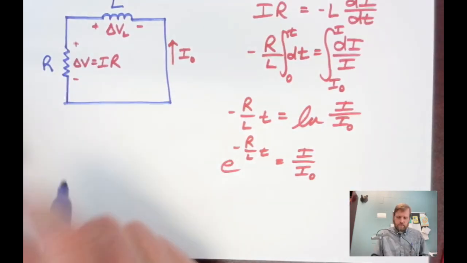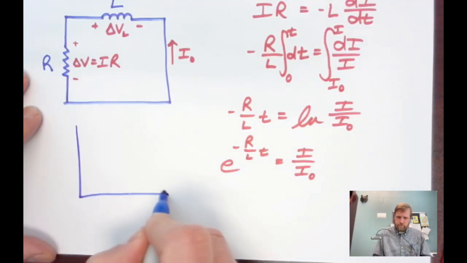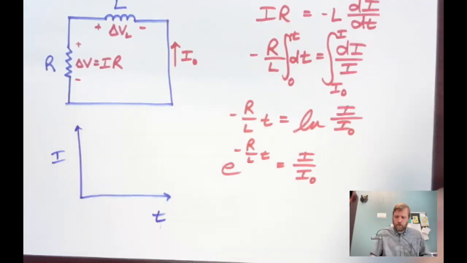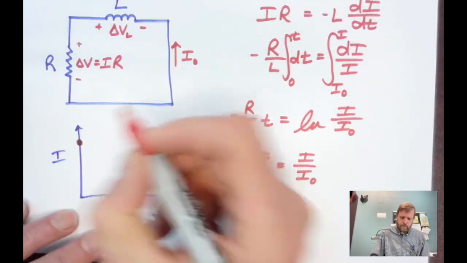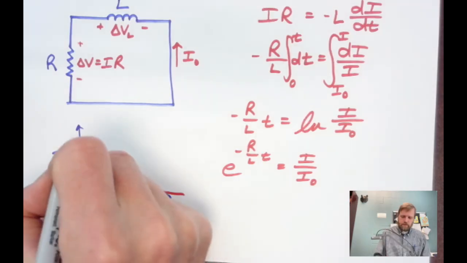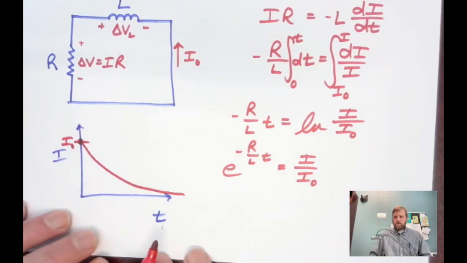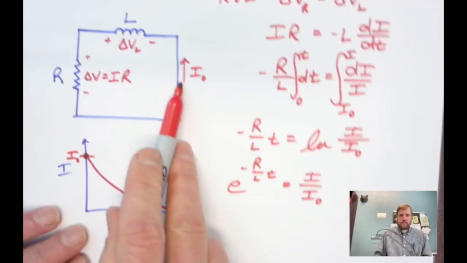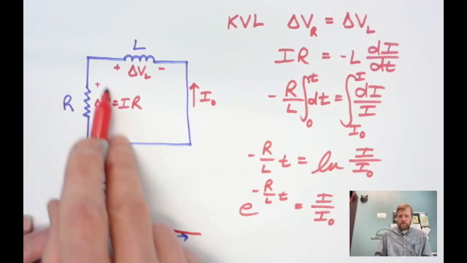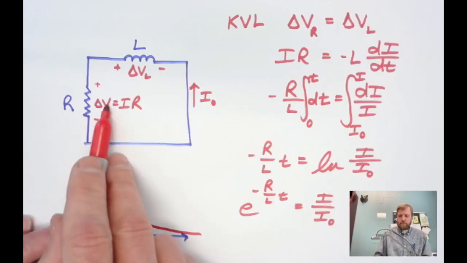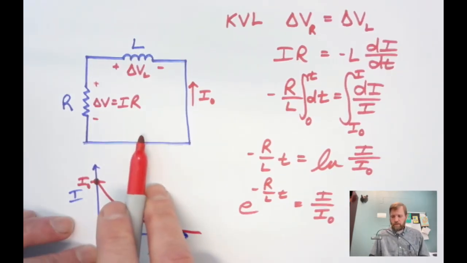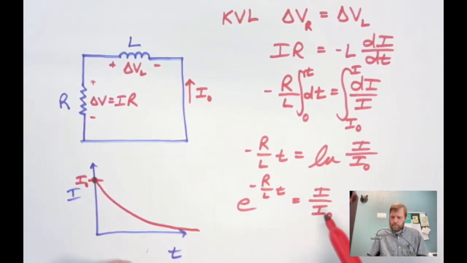A graph of this current looks like this. If we start off at some I naught value here, it's going to decay exponentially like this. And this is I naught. We know that I naught is delta V divided by R. So if I know this initial voltage, I can find out what I naught is. We can analyze the circuit to figure out what the initial condition is and plug that in.